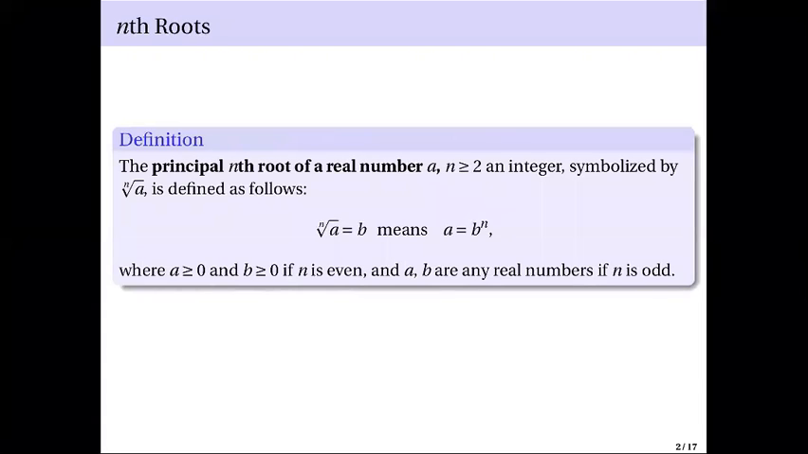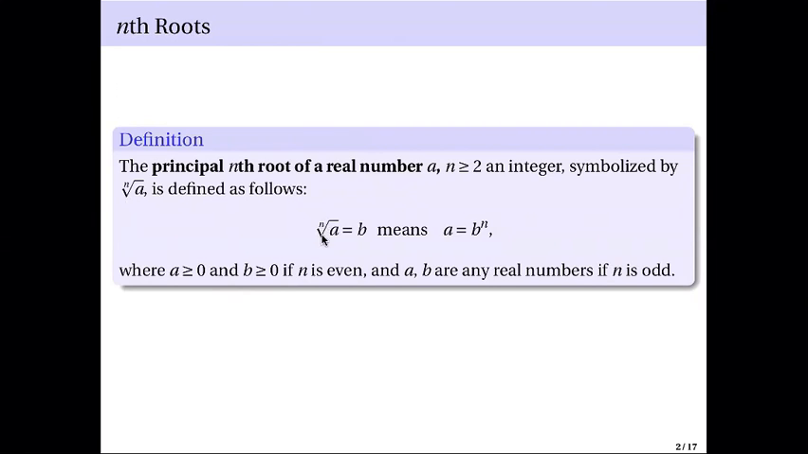The principal nth root of a real number a, where n is greater than or equal to 2, is an integer, symbolized by this symbol. You look at this. So we have this symbol, and then there's an n here, and then there's an a inside this guy. Okay, so this is read as nth root of a, or the principal nth root of a, and this is defined as follows.